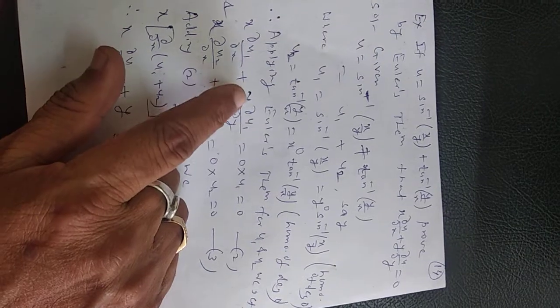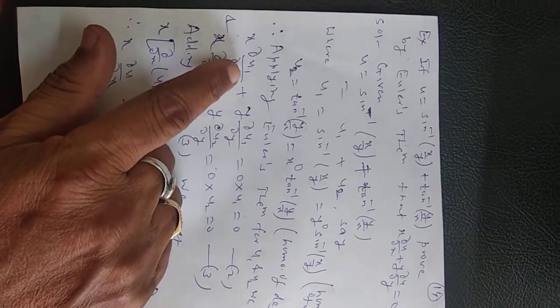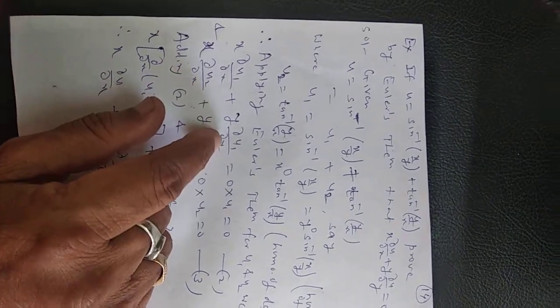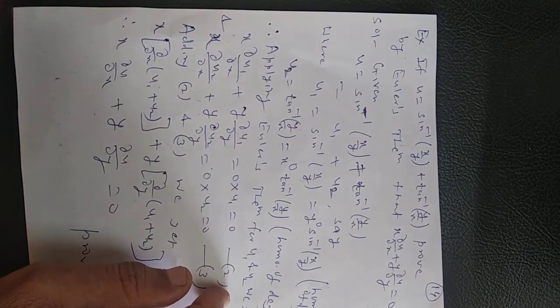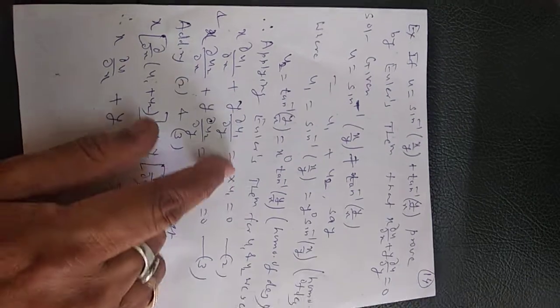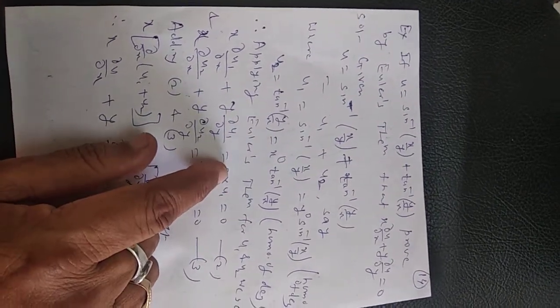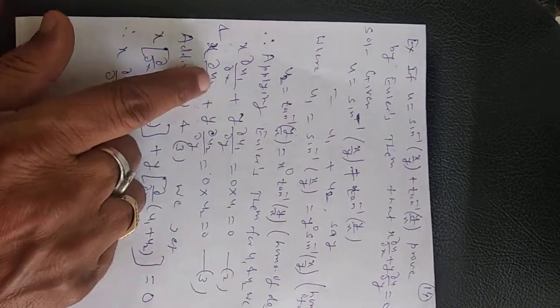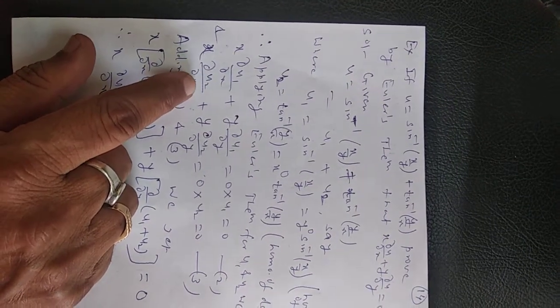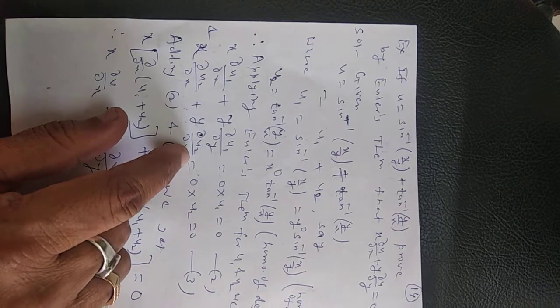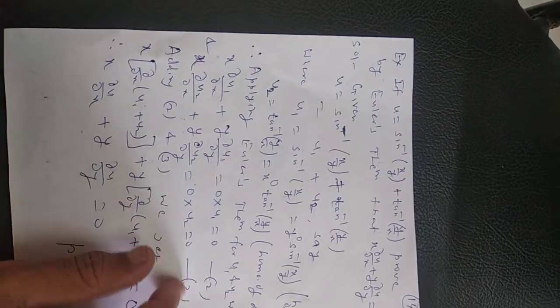So Euler's theorem for u1 gives x dou u1 by dou x plus y dou u1 by dou y is equal to 0 into u1, that is 0. Here z is u1 and n is 0, so 0. Similarly for u2 also we get x dou u2 by dou x plus y dou u2 by dou y is equal to 0.